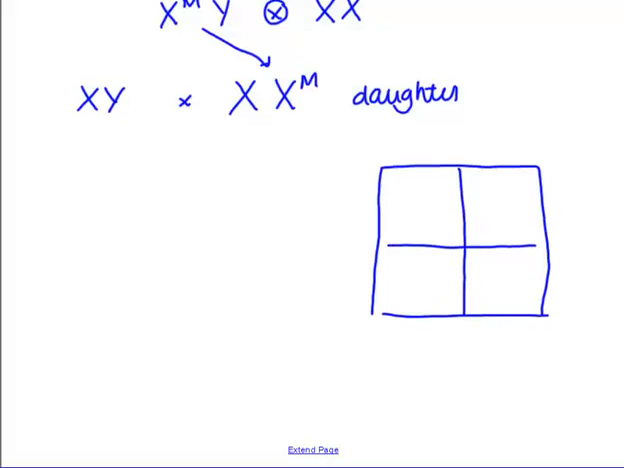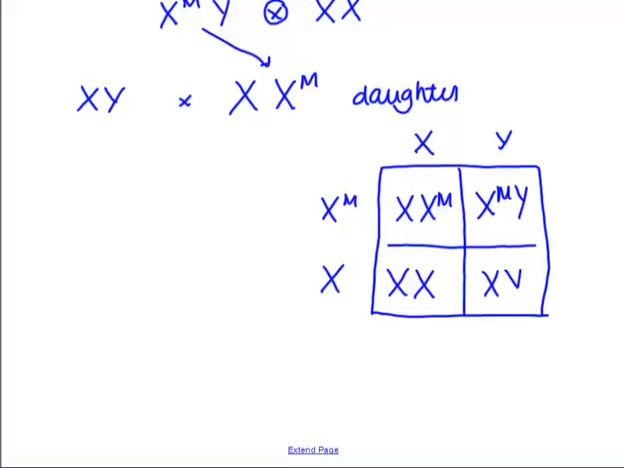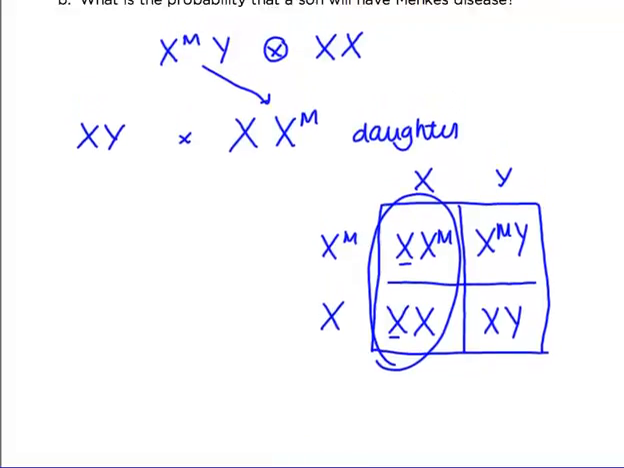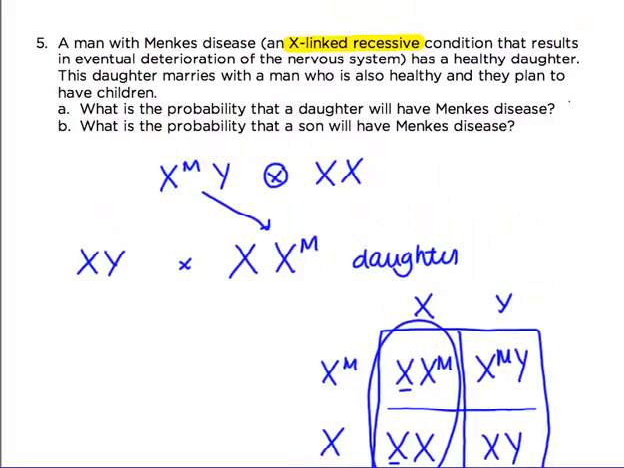Okay, so the father's healthy, so he has a normal X allele and a Y. The mother has one affected allele that she got from her father and another normal X allele. So if you see, these are the daughters here. Both have at least one normal X allele, and because this is a recessive trait, that means that none of the daughters will have Menkes disease. So therefore the answer to A is 0 probability.